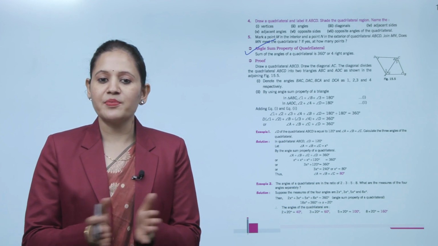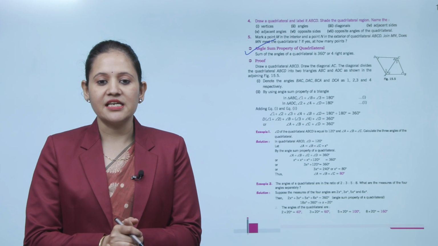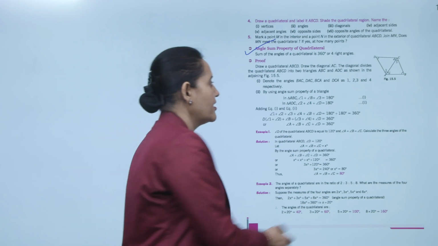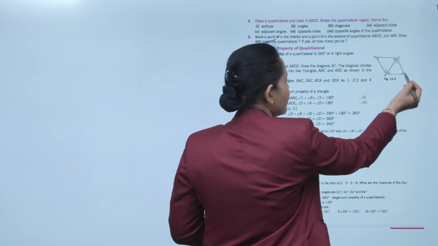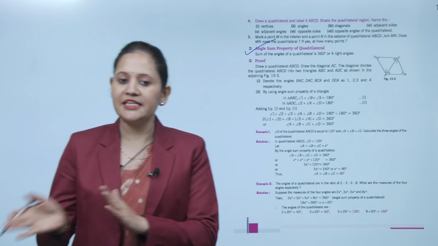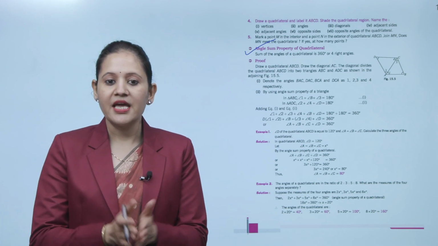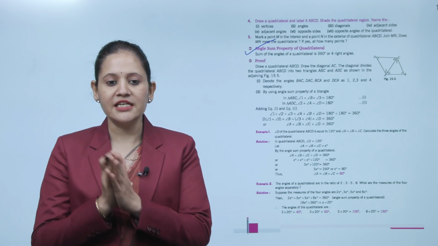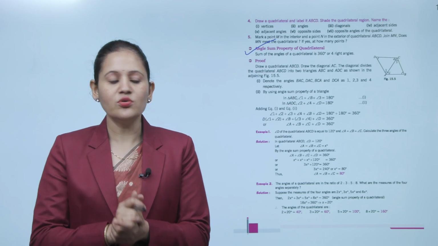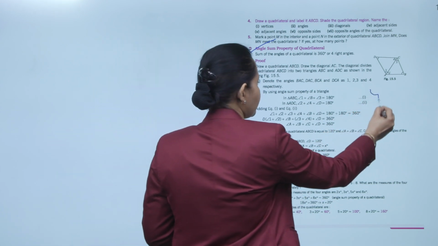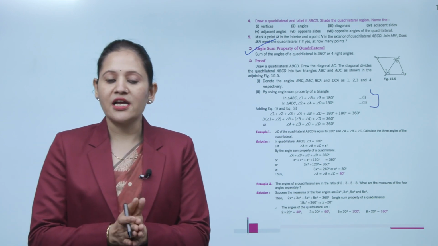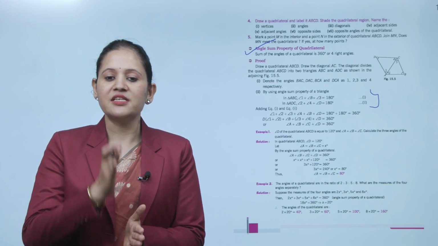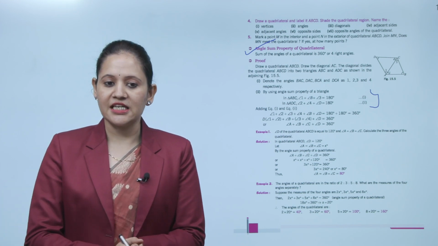By using the angle sum property of a triangle, in triangle ABC, angle 1, angle B and angle 3 sum to 180 degrees. This triangle, angles 1, 3 and B, equals 180 degrees according to the angle sum property of a triangle. In triangle ADC, angles 2, 4 and D equal 180 degrees. Adding equations 1 and 2, we get angles 1, 2, 3 and 4, B and D. The sum will be 180 plus 180, total 360 degrees.